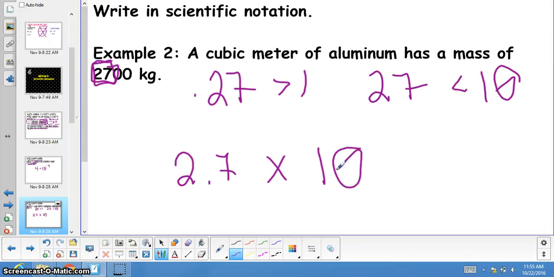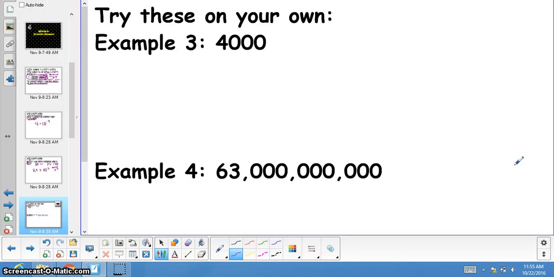Well, I don't see a decimal, but I know I put my decimal in between 2 and 7, and I'm moving to the right. 1, 2, 3. And because I moved to the right on the integer line, it's positive. Take a moment and try these two examples on your own to see if you can get what I just said in your notes. I'm going to continue, so you can pause the video and check your work.